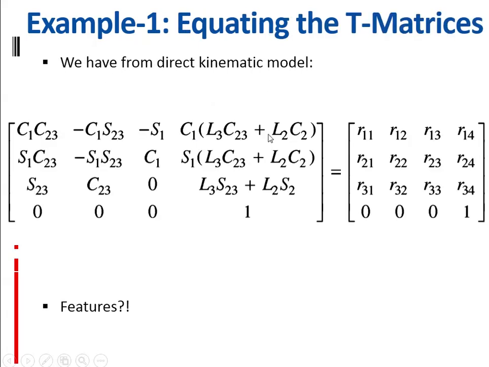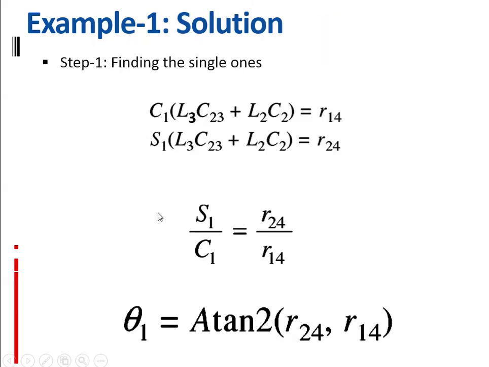So I have taken these two elements and taken the ratio of R24 by R14, and you will find that s1 by c1 equals R24 by R14. This we already know, this is a constant value, and sine theta 1 by cos theta 1 will be equal to tan theta 1, and the inverse will be atan2. Don't forget to write this atan2. This is a very important term in robotics, the reason I have already told you. So this is what you have to calculate, and that means theta 1 is now known to you. That is the first step you have done for solving this.